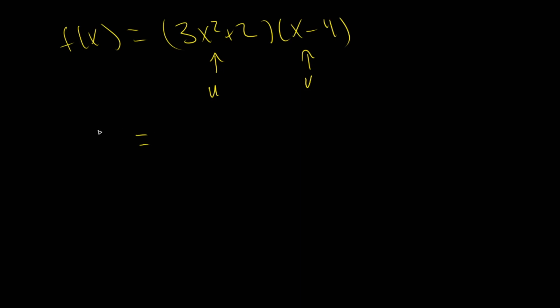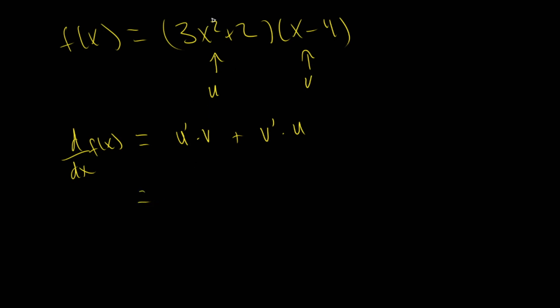Let's say f at x equals 3x squared plus 2 times x minus 4. Now we could expand this and use the power rule, but let's try and use the product rule here. So I'll give these two brackets names. I'll call this u and I'll call this v. So the product rule tells us that d/dx of f equals u prime times v plus v prime times u. So what is u prime, right? So let's just substitute this in.